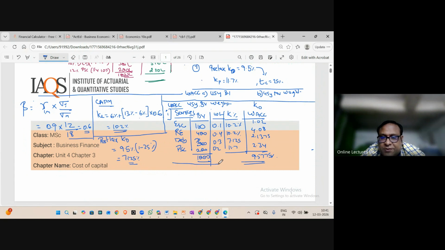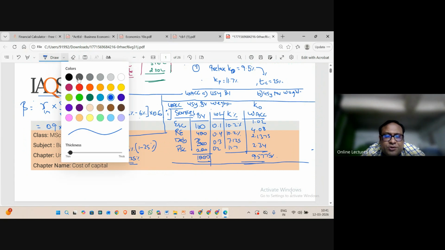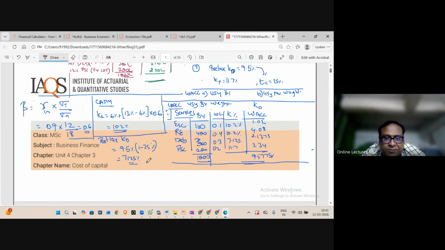Ashok, just hold it for a moment. I need to teach you something here. The way you were reacting, I believe you have not attended this. Because KR, the cost of retained earnings, is not explicitly given, we have assumed KR equal to KE, which is again the same as 10.2. If the question had mentioned KR and KE are separate, we would have made some changes here. Under sources, we write ESC, not RE, because KE and KR are the same.